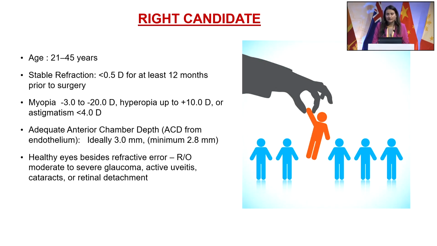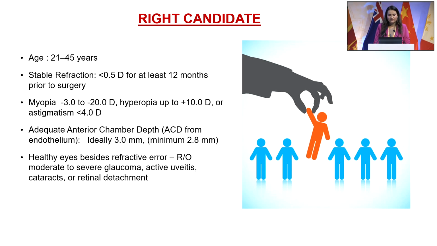So the right candidate. Patients should be aged between 21 to 45 years. Their refraction should be stable, which means that they should not have more than 0.5 diopters change within the past 12 months. So I'm talking about ICL particularly. It corrects myopia from -3 to -20 diopters, hyperopia up to +10 diopters, and astigmatism up to 4 diopters.